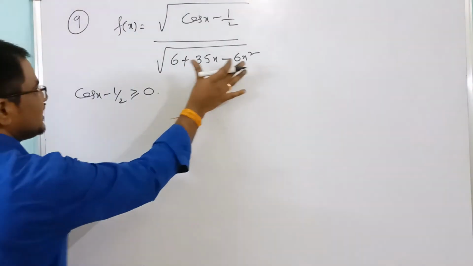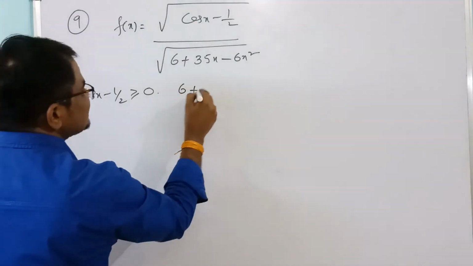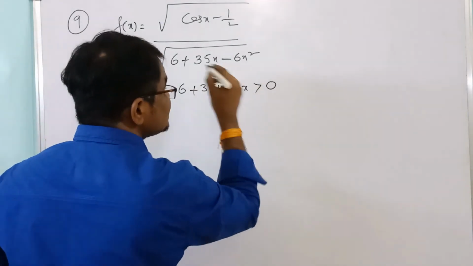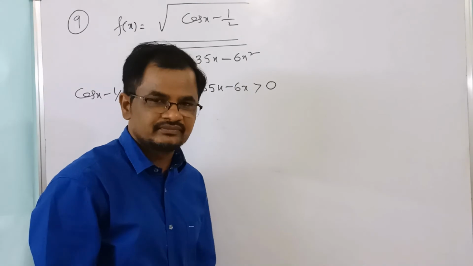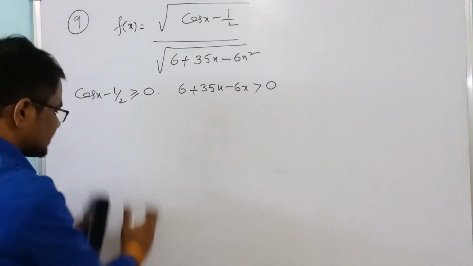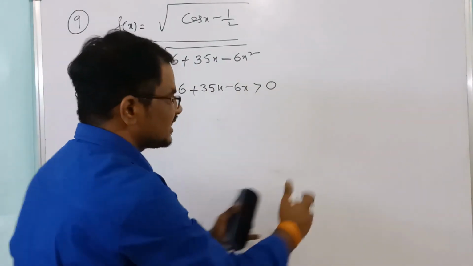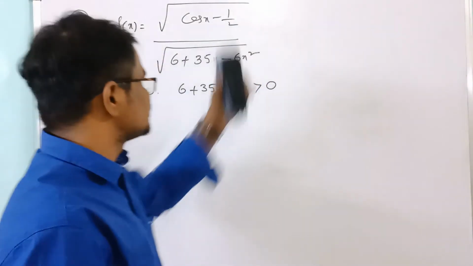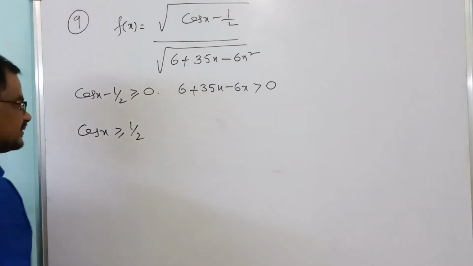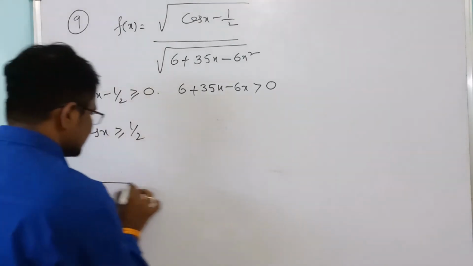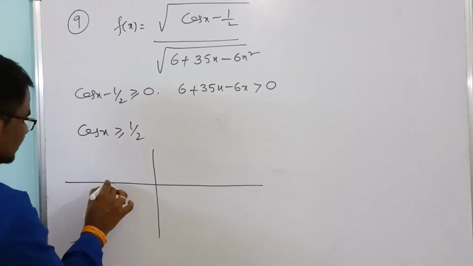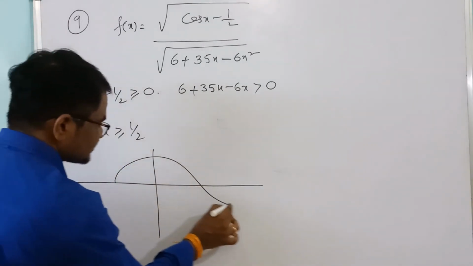But it is in the denominator under root, which means 6 plus 35x minus 6x squared must be greater than 0. 0 is not allowed, right? And now simplify these two. Here the x condition, here the x values, then the common values give the required solution. So for that, cos x greater than or equal to 1 by 2. Cos x greater than or equal to 1 by 2 means we have to take the graph of cos x.